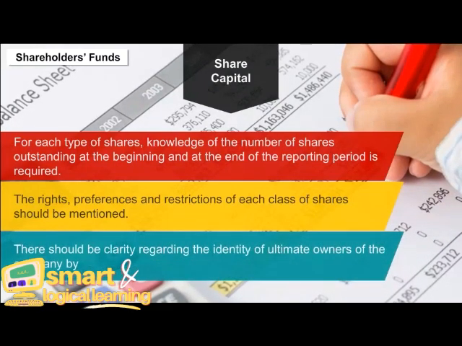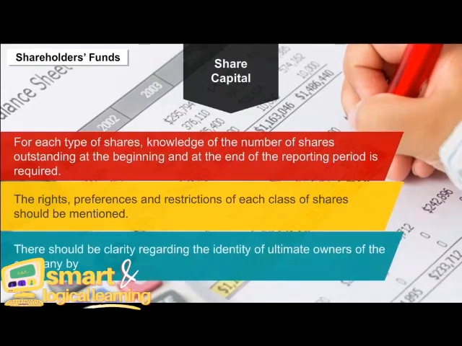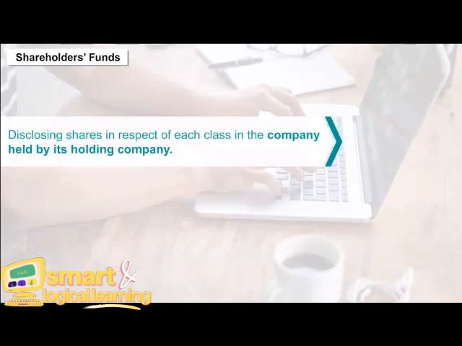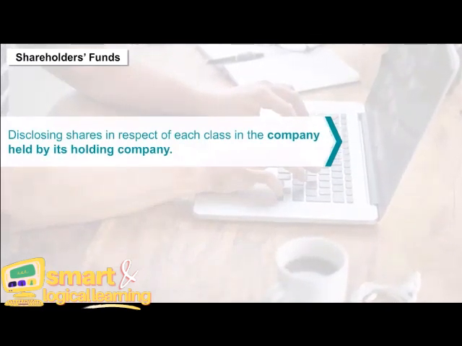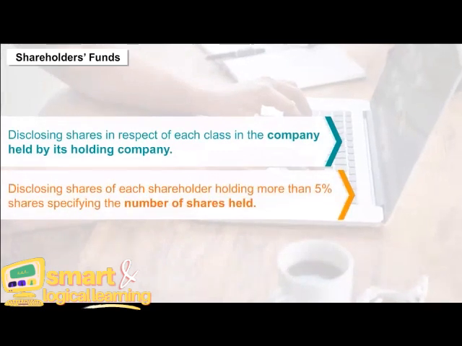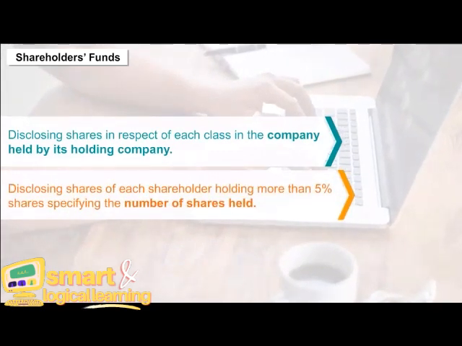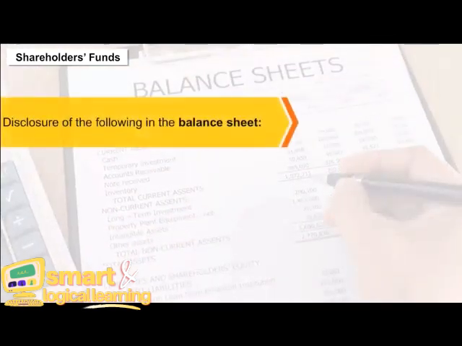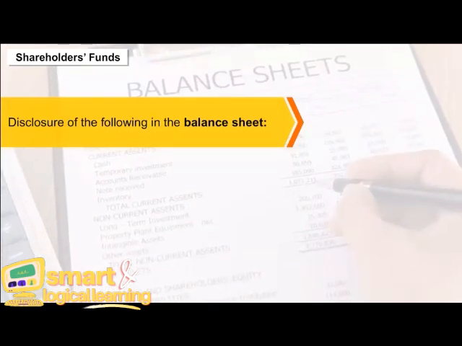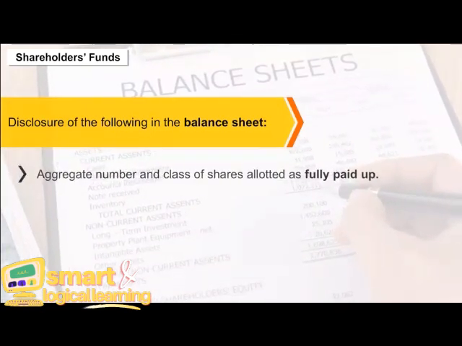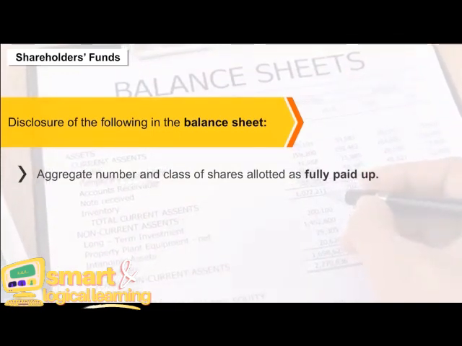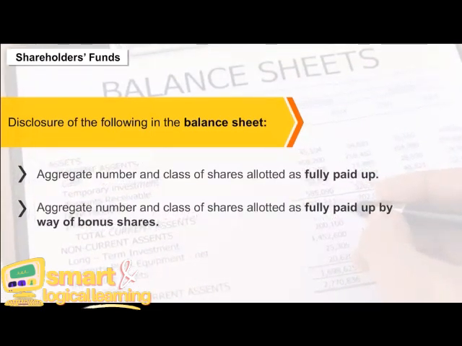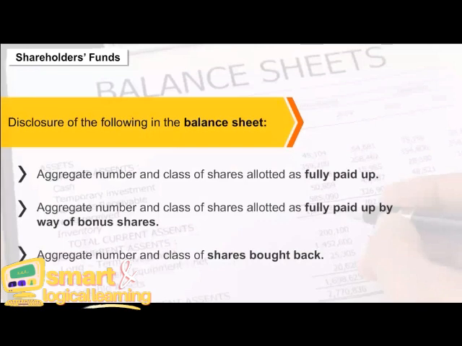C. There should be clarity regarding the identity of ultimate owners of the company by 1. Disclosing shares in respect of each class in the company held by its holding company. 2. Disclosing shares of each shareholder holding more than 5% shares, specifying the number of shares held. 3. Disclosure of the following in the balance sheet. Aggregate number of class of shares allotted as fully paid up. Aggregate number of class of shares allotted as fully paid up by way of bonus shares. Aggregate number of class of shares bought back.